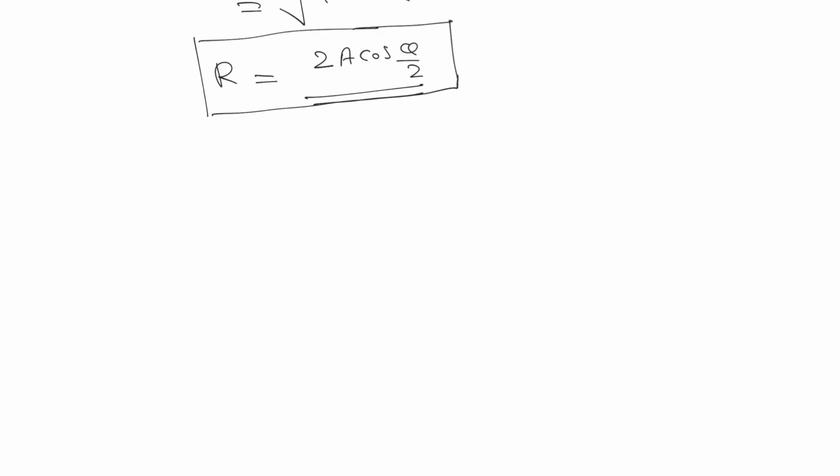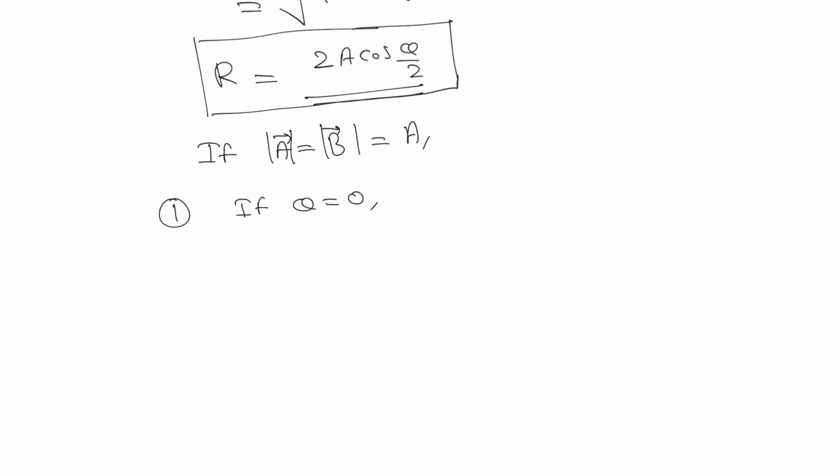Now I'll discuss the magnitude of the resultant vector if we are adding two vectors of the same magnitude at different angles. Considering that the magnitude of vector A and vector B are equal, both equal to a, then for the calculation of the resultant we can use this equation: R = 2a cos(theta/2).